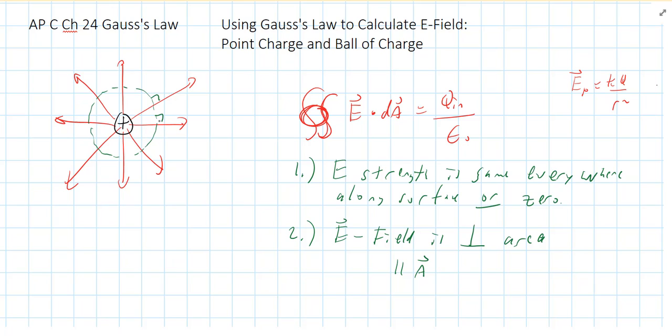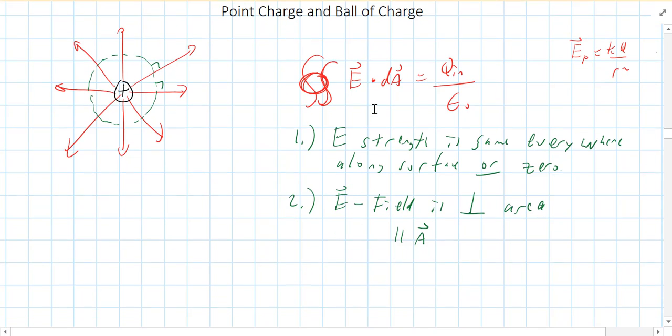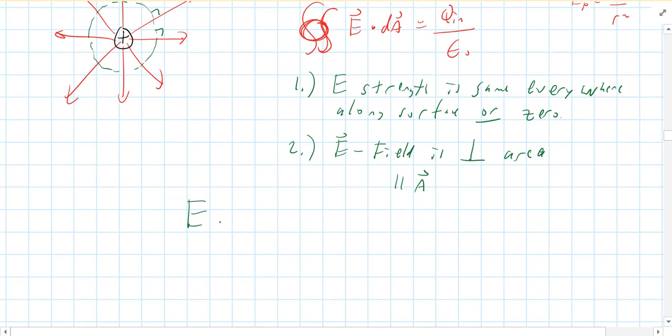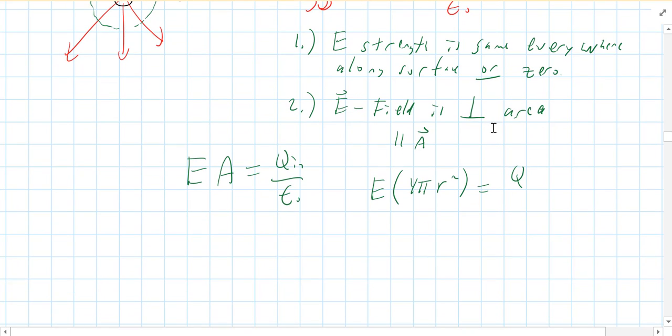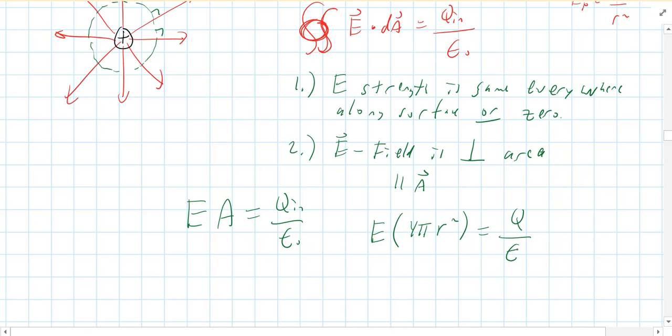If you select your proper Gaussian surface, you no longer have to actually do any dot product or integration. This just becomes E times the area of that sphere equals Qn over epsilon naught. Now, there are times when you are going to have to integrate, but oftentimes you don't if you pick the right Gaussian surface. What's the surface area of a sphere? Well, that's 4 pi r squared, and that's going to equal Qn. How much of this point charge is inside that green sphere? Well, all of it. So I'm just going to call it Q, over epsilon naught.